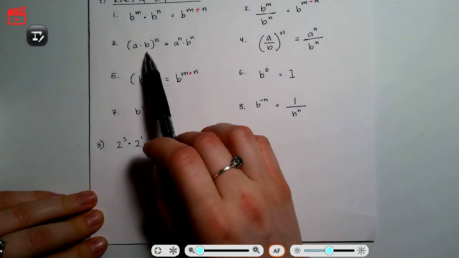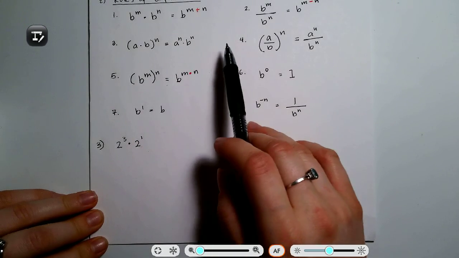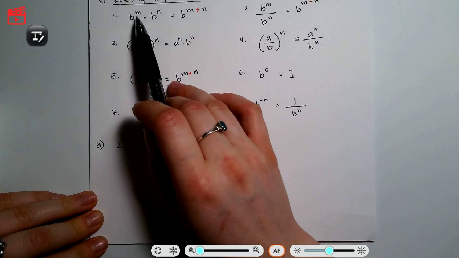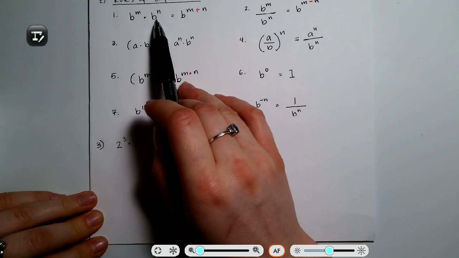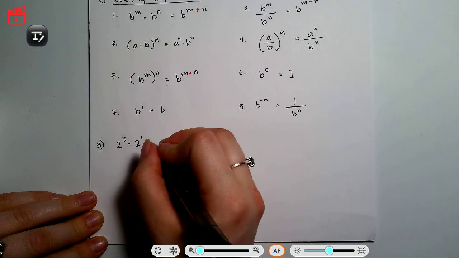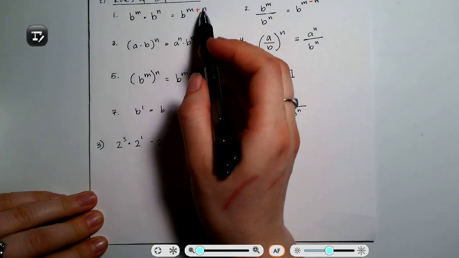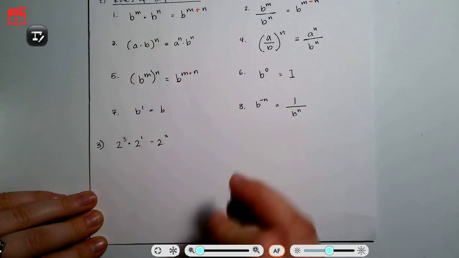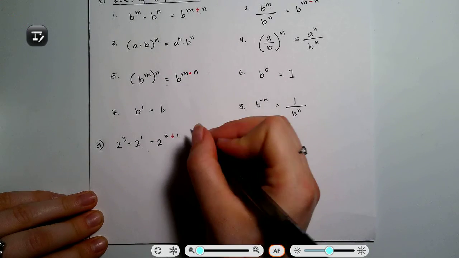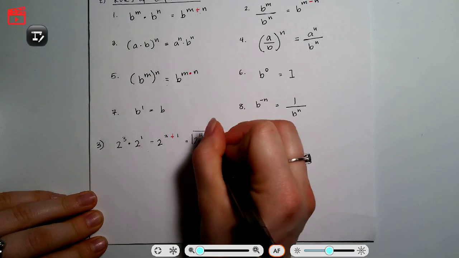Let's see. Not this one. Those are 2 different bases. I'm looking for multiplication. Ah, right here, number 1. I got the multiplication and then the same base. So what was I supposed to do? Well, I keep the base. So we're going to keep the 2. And then we're going to add the exponents, which means I'm going to take 3 and add it to 1. So that's going to equal 2 to the 4th power.